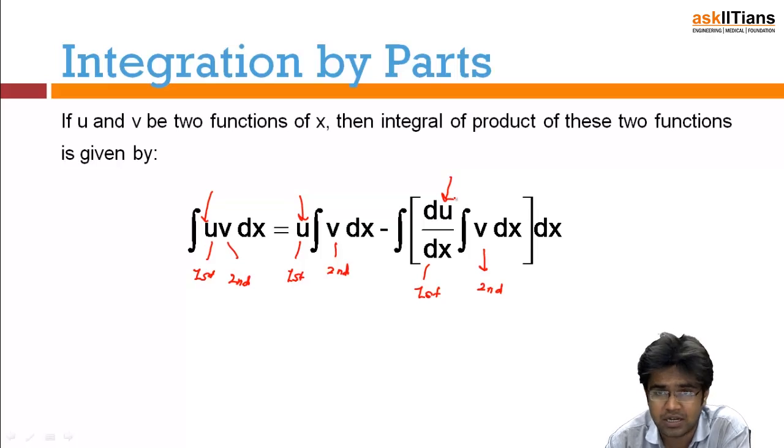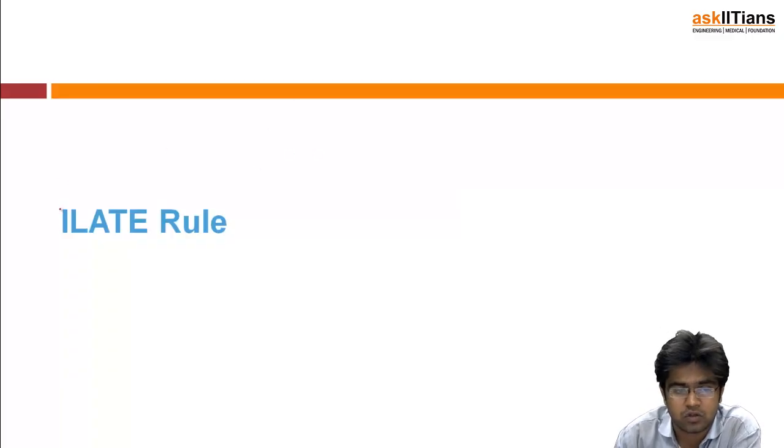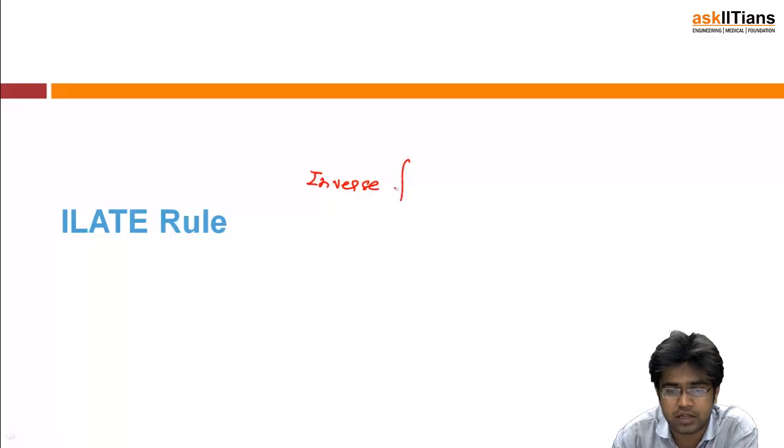That means whom to take as second function and whom to take as first function. The first function is obviously difficult to integrate, so we are always going to make the difficult functions the first function. There comes the rule, the ILATE rule. So I stands for inverse functions. Okay, that is tan inverse x, sec inverse x, and all those functions.